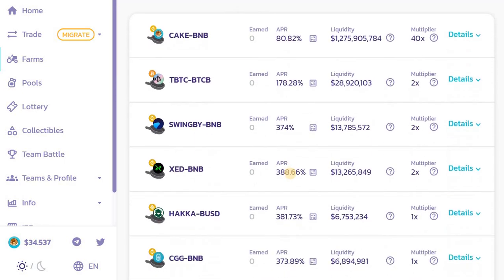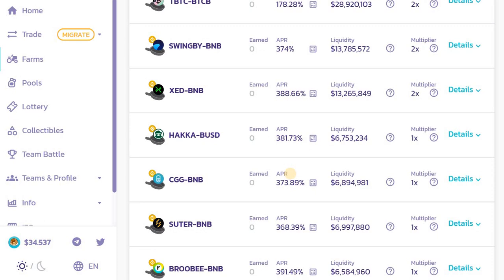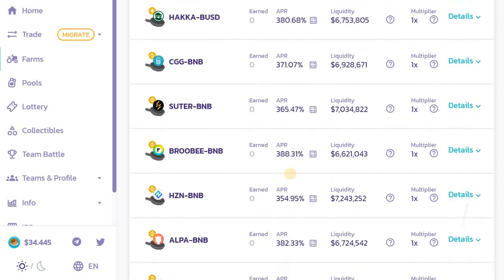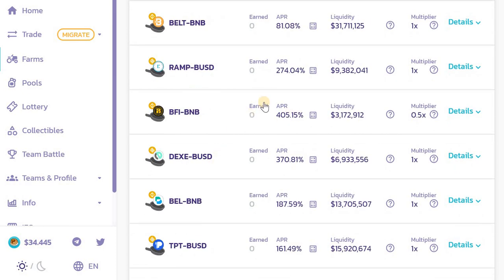Now we're going to go down and select a coin with higher APR. As you can see, these are coins here. Most of them are in the 300 range, and we are looking for, let's say, a coin with an APR of over 400%. This right here is a coin that has over 400% APR. Now let's go ahead and farm this coin.